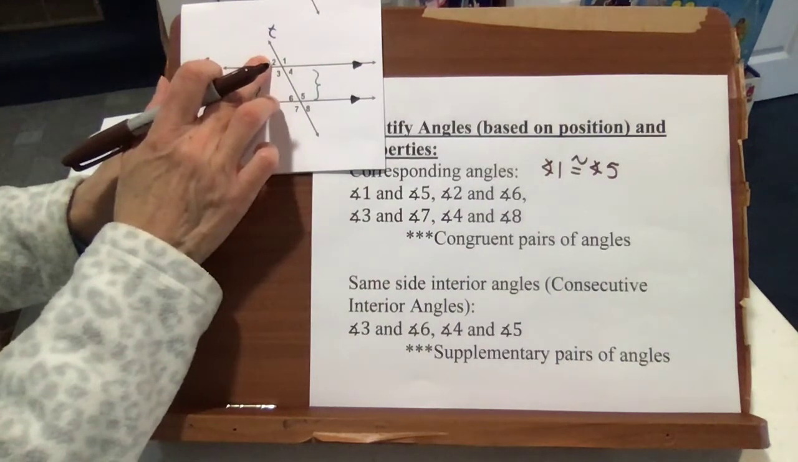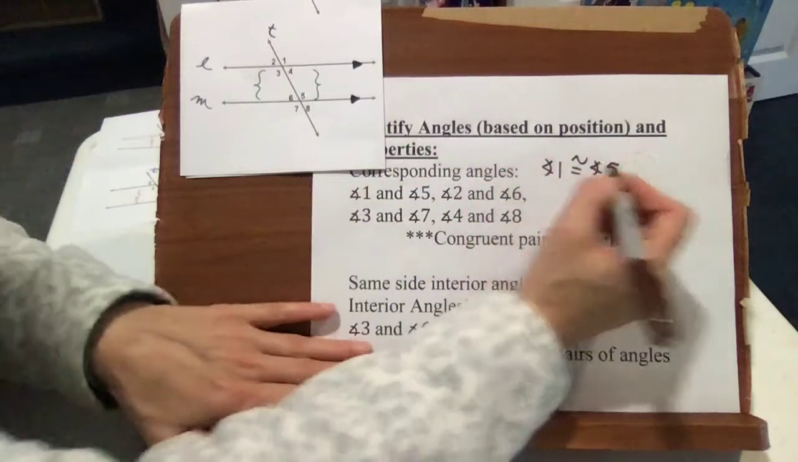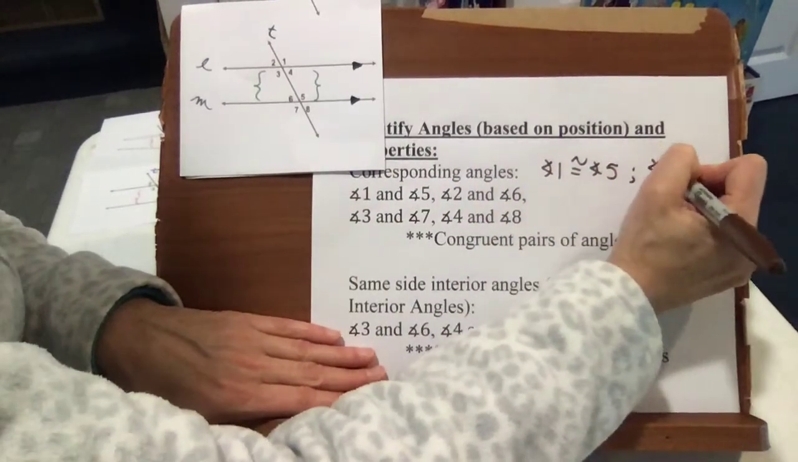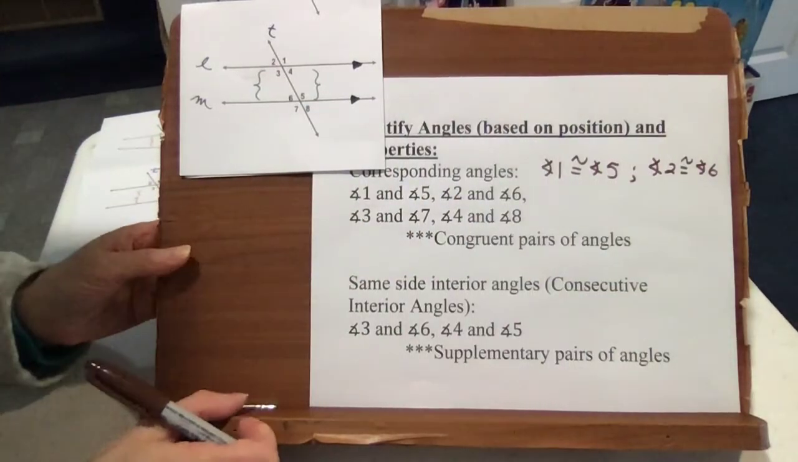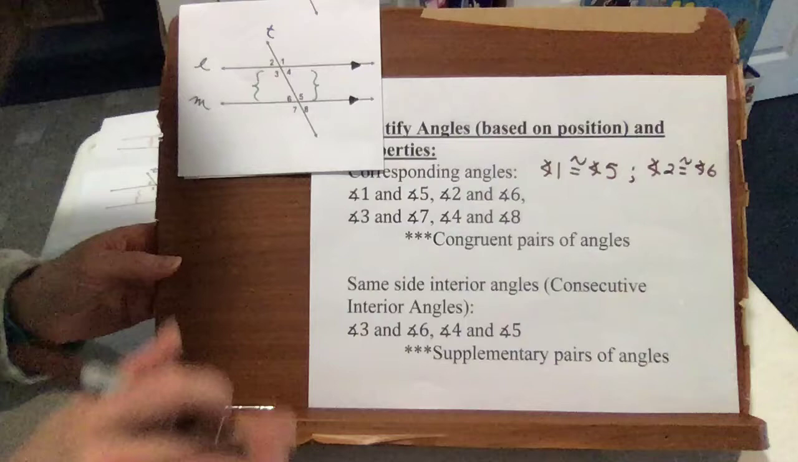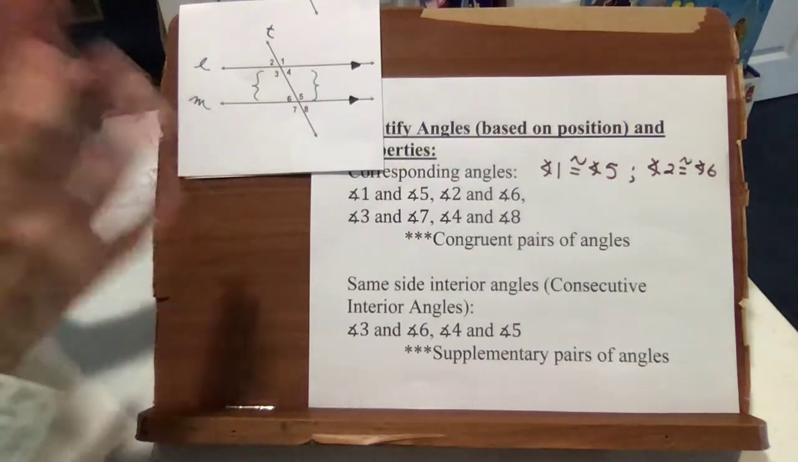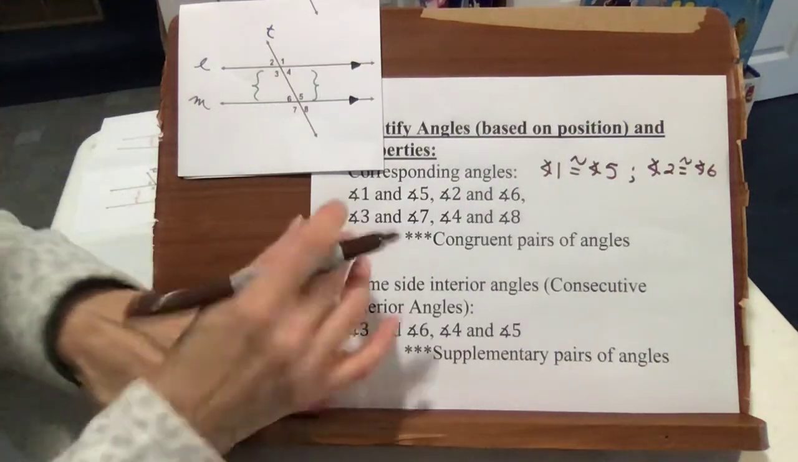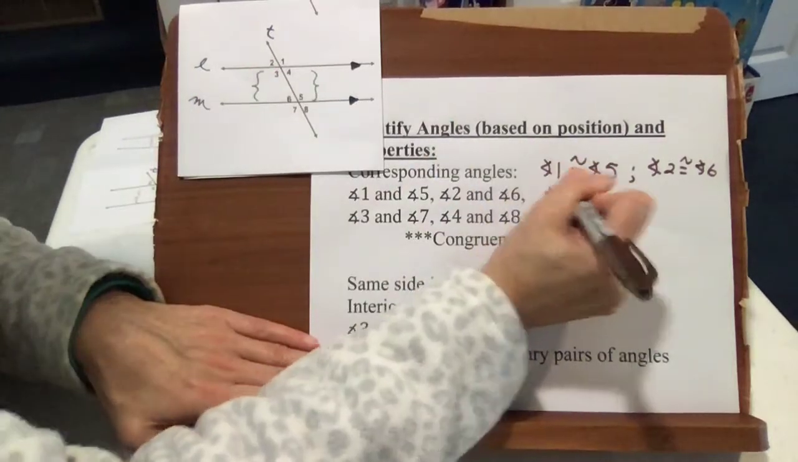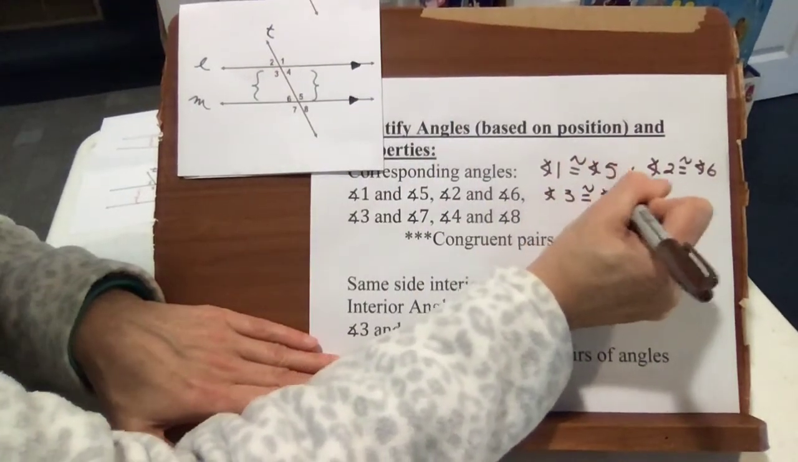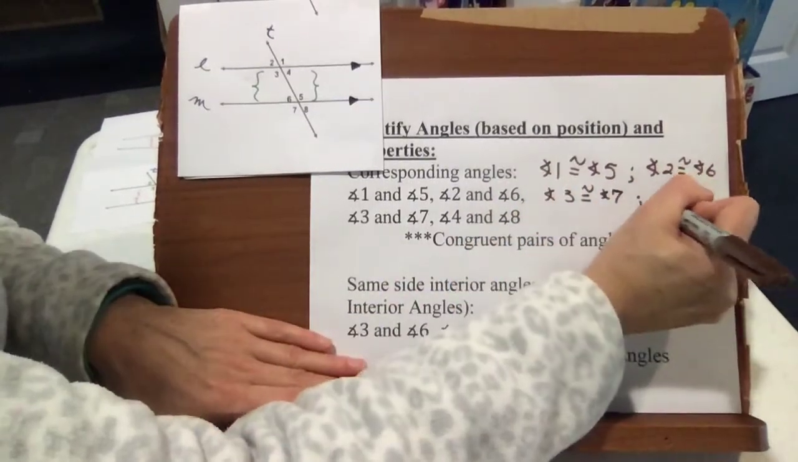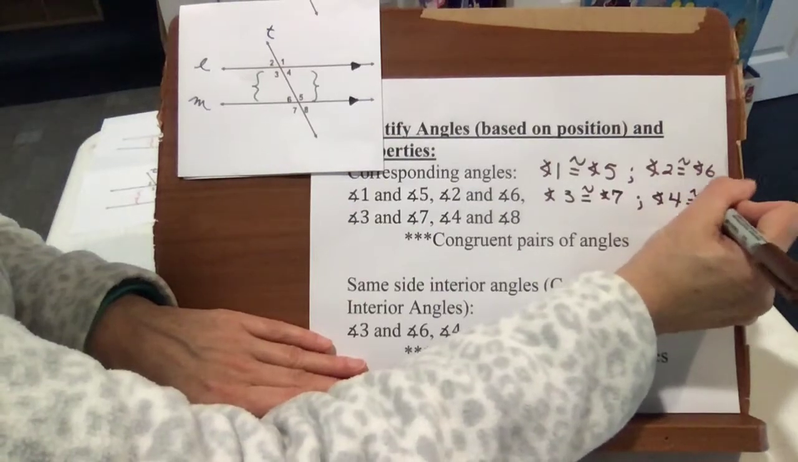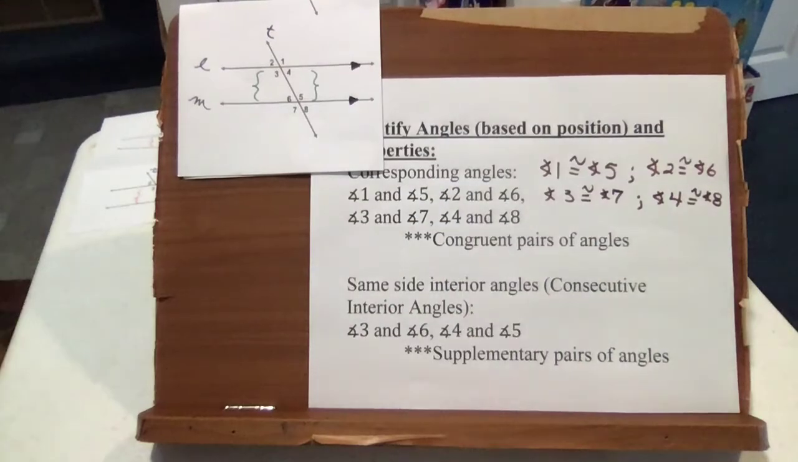Angle 2 and angle 6 are corresponding angles. They would be congruent. And this is only if you know you have parallel lines. So you're making a conclusion about your angle relationships based on the fact that you know you have parallel lines. So angle 3 and angle 7 would be congruent. So we'd say angle 3 congruent to angle 7. And angle 4 would be congruent to angle 8. And we will be doing some examples in a little bit to see this.